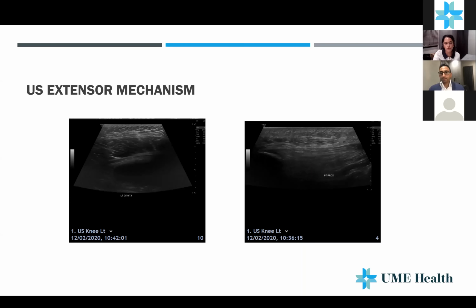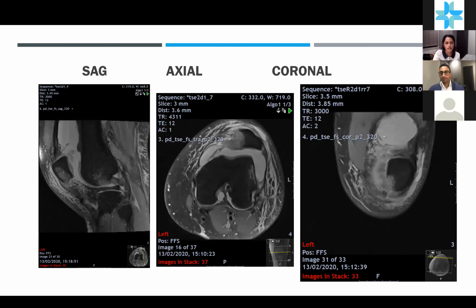So the next appropriate test would be to do an MRI to further characterize. And this actually revealed that this was a patellar dislocation and rupture of the medial patellofemoral retinaculum. So you've got bone bruising in the patella and actually an impaction injury there.